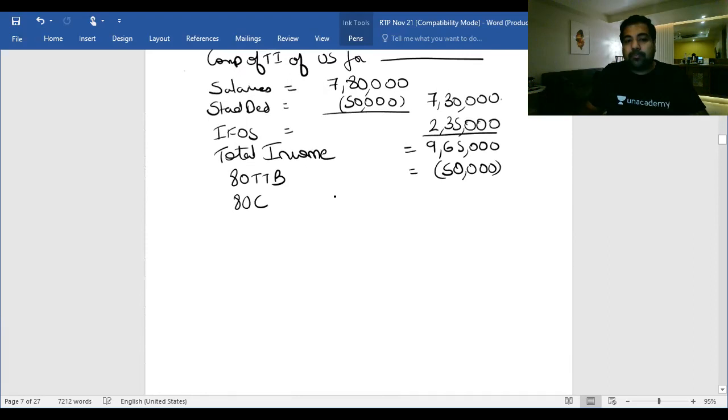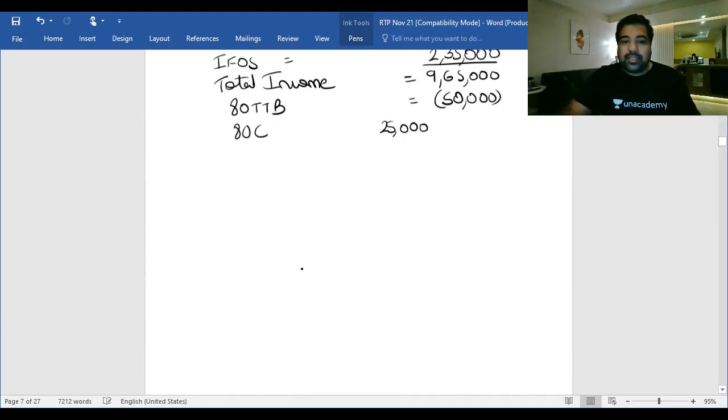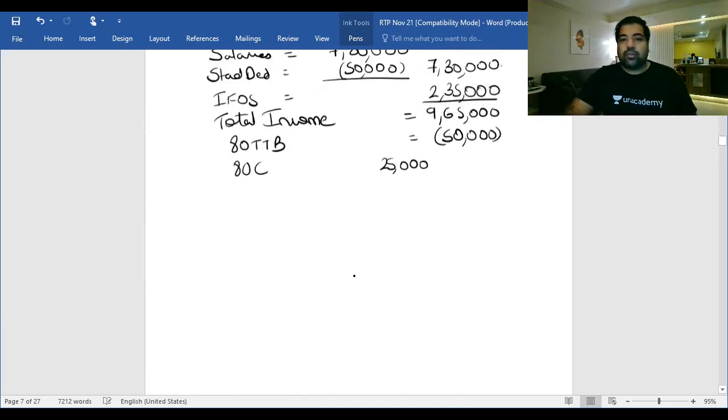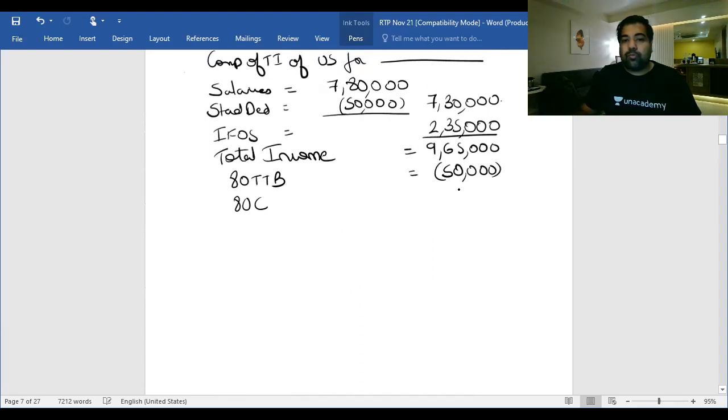So 80C, I'm writing this in the inner column because 80C has a limit of 1.5 lakhs. Let's see if there is anything else also in 80C. This is health checkup. This is health checkup. This is loan, and these are deductions for donations. So you can put it in the outer column happily, no problem with that. 25,000.